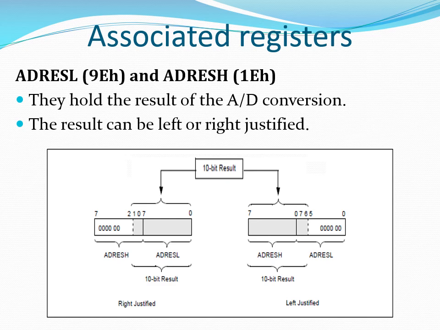Therefore, the result can be either left justified or right justified. When right justified, the higher bits are set to zeros and the lower 10 bits are available as the ADC result. When left justified, the lower 6 bits are set to zeros and the upper 10 bits are used as the ADC result. Left justification can be used to make the ADC work as an 8-bit ADC. In this case, only the result in the register ADRESH is used, and that makes the ADC work as an 8-bit ADC.